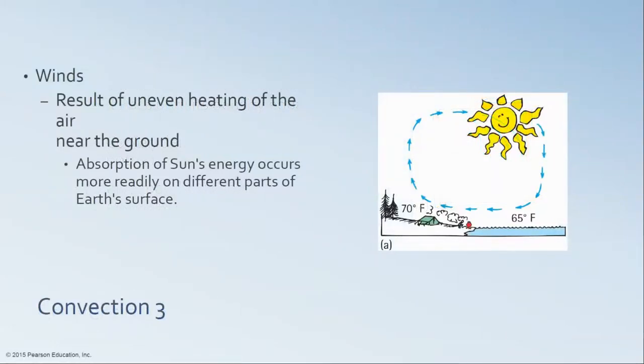We can see this convection in the creation of winds on planet Earth as well. Wind is a result of the uneven heating of the air near the ground or the water. As the Earth absorbs energy from the sun, certain parts of the Earth absorb it more readily. So, for instance, the ground absorbs the energy from the sun more readily than the water does.